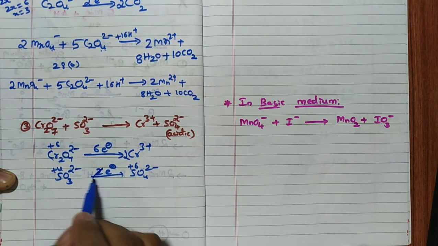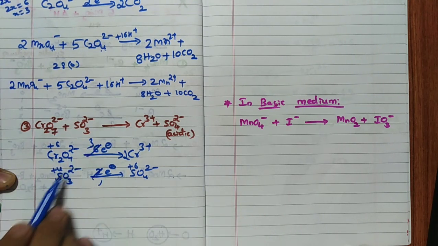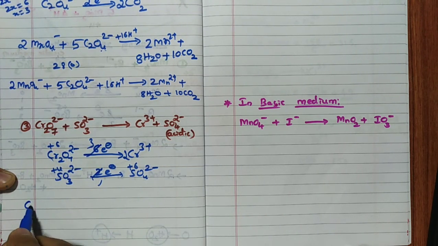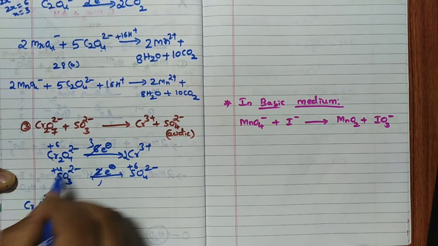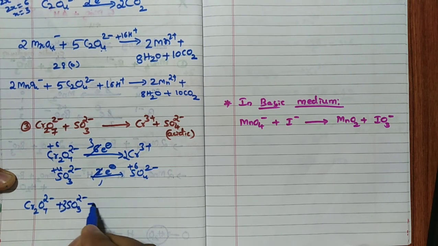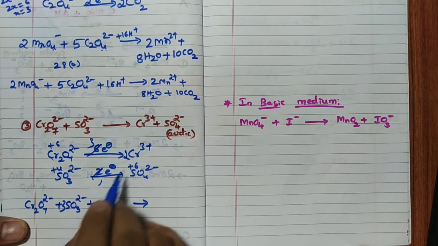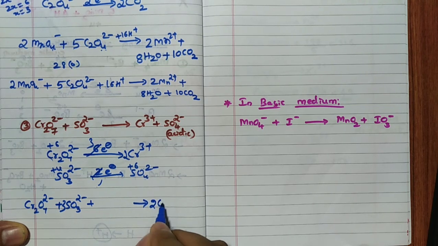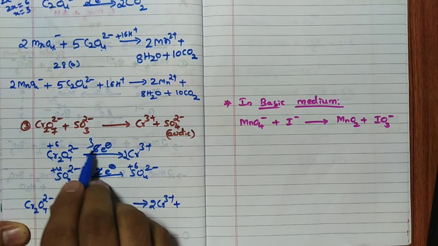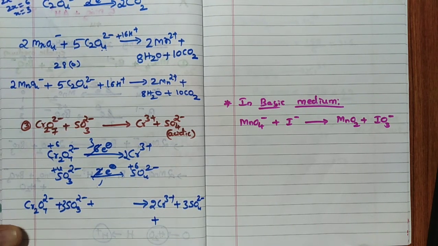Now, 2 1s are 2, 3 2s are 3. Now, simplify. Cross multiply: 3 to S, 1 to Cr. Right. Cr2O7 2− plus 3 SO3 2−. Hydrogen I have to add. So Cr3+, already 2 is there, 1. So 2 Cr3+ plus 3 SO4 2− plus.